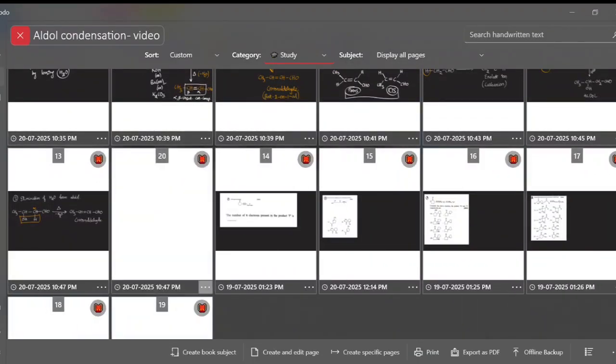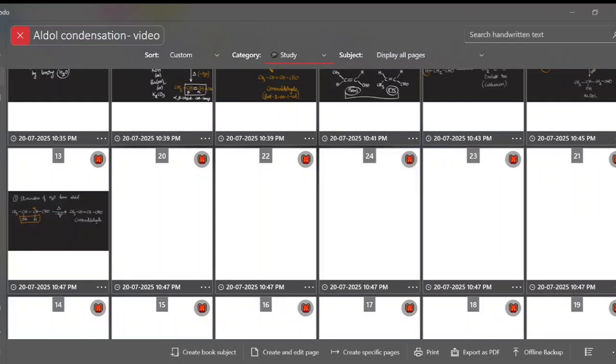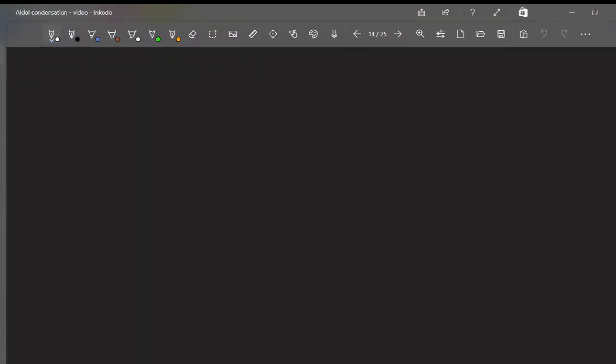So without all these mechanisms, yes, we need to understand the mechanism, but in the exam hall, writing all these steps will take some time. So what we can do is, since we are taking 2 moles of acetaldehyde, one mole of acetaldehyde, or whatever aldehyde or ketone we are taking, is used for the formation of the enolate ion. The other mole is used to attack the electrophilic carbon as the nucleophile. So let us do this reaction within a single step.